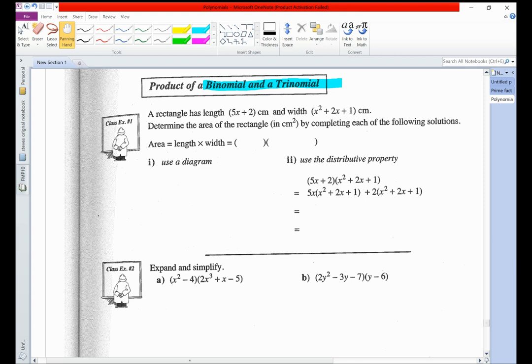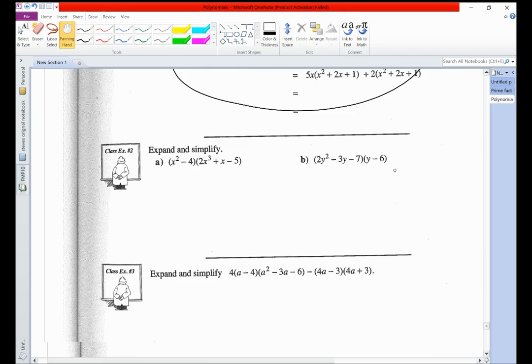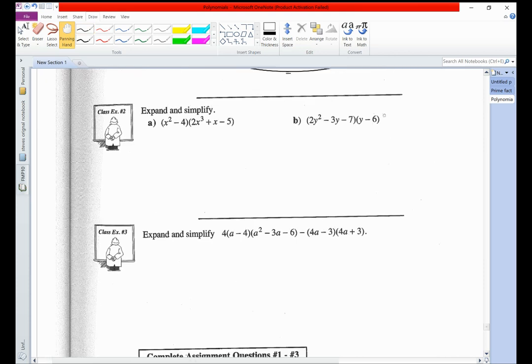So what I'm going to do is skip this first question here, and move on to the class examples. I think it's just going to be a quicker way to teach this. So I will show you how to do area diagrams for this, and I will show you how to use the distributive property, and then you can choose whichever one works best for you.